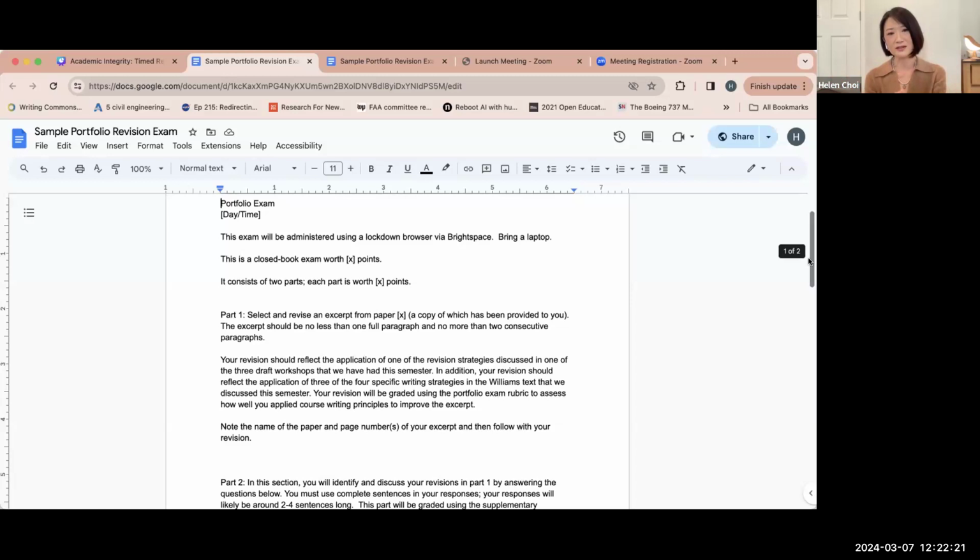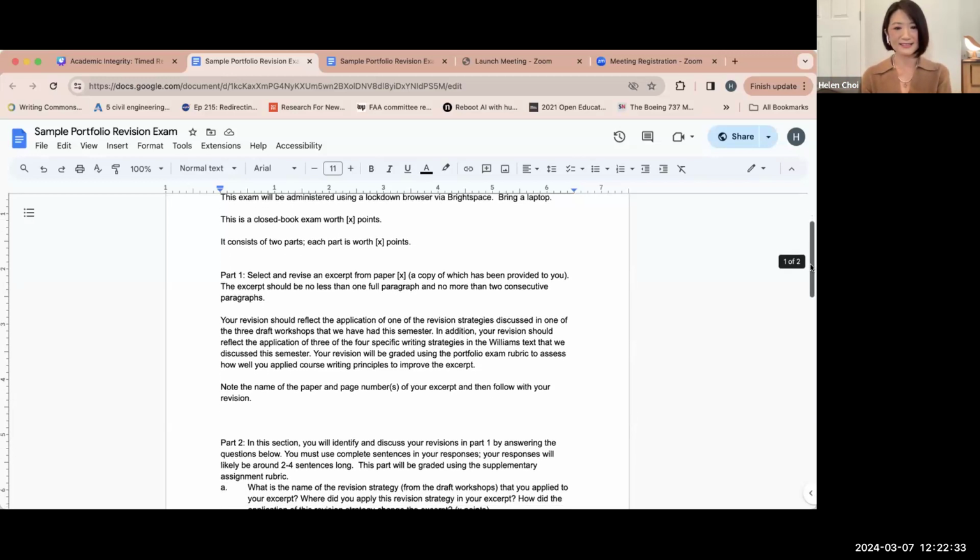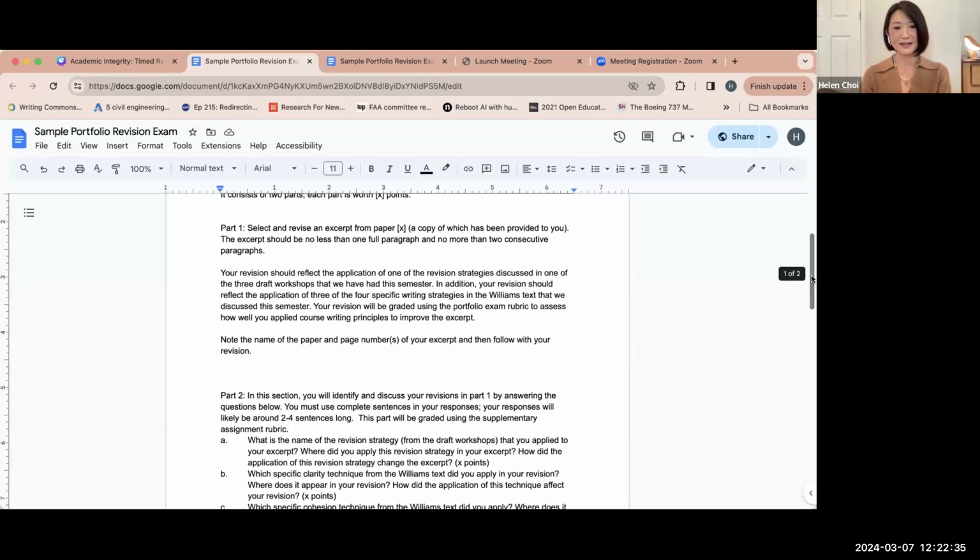They know they'll be using the Lockdown Browser. It would be closed book. They don't have to worry about providing their previously submitted work because I'll be giving them a copy of it. Then part one is select an excerpt. And then here you can see what I want them to integrate.